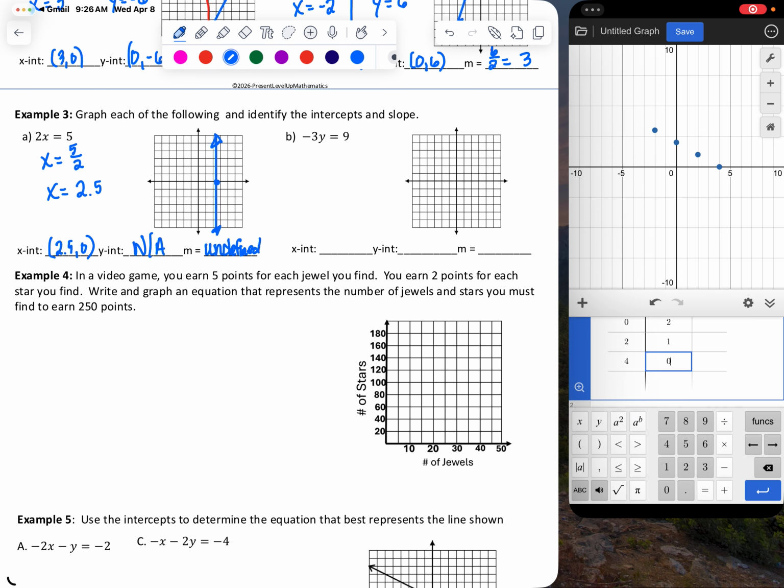Okay. Now, what about in an equation where there's no x? Look at b. We have negative 3y is equal to 9. So if I get the y by itself, 9 divided by negative 3 is negative 3. So I have a y-intercept of (0, negative 3), but there is no x-intercept.